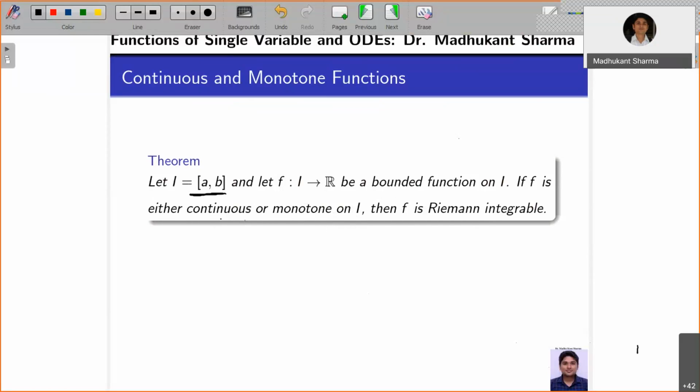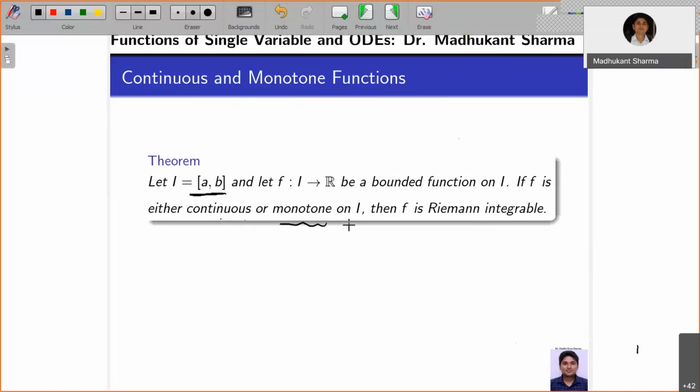So for a monotonically increasing or decreasing function, you will proceed in the same way as you did for the function f of x equals x. In the monotone case, if it is increasing, the minimum mk is attained at the left-hand point of the interval, and capital Mk at the right-hand point. Use the fact that the function is monotone and bounded. Then you can show that the limit of U of Pn minus L of f, Pn is equal to 0.